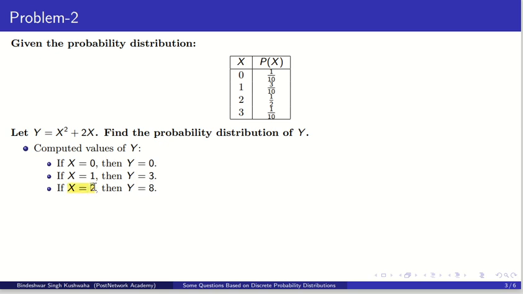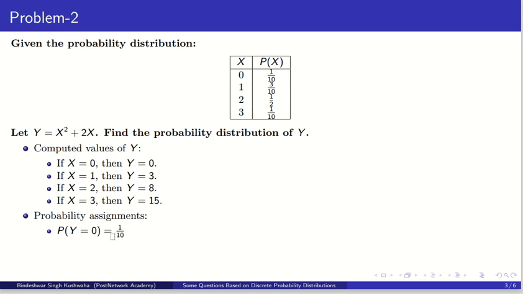Again, when X is equal to 2, that will become 4 plus 4, and finally we will get Y equal to 8. When X is equal to 3, that will become 9 plus 6, so Y is 15. So simply, the probability assignments are: when Y's value is 0, the probability is 1 upon 10. When Y's value is 3, the probability is 3 upon 10. When Y's value is 8, the probability is 1 upon 2. And when Y's value is 15, the probability is 1 upon 10.